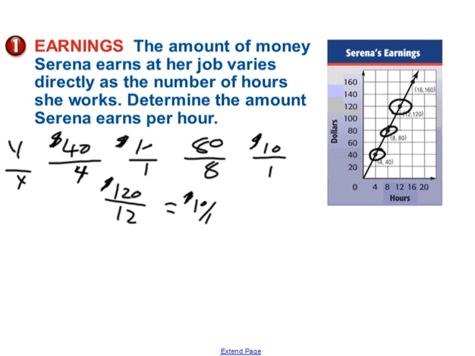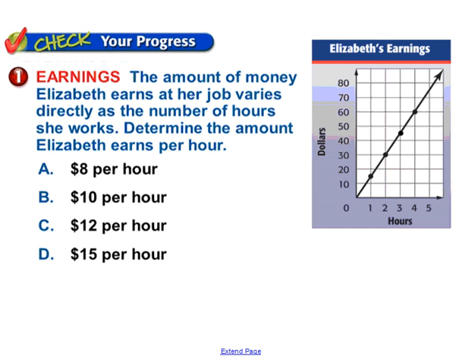We've got $160 in 16 hours, so $160 over 16 hours reduces to $10 per hour, so I think her wages are $10 per hour. It is a direct variation and it's constant.